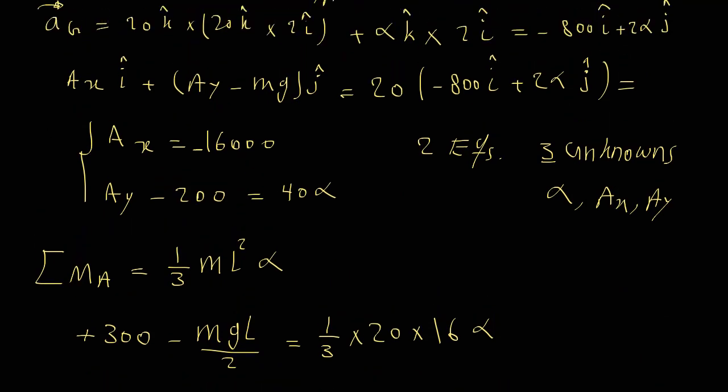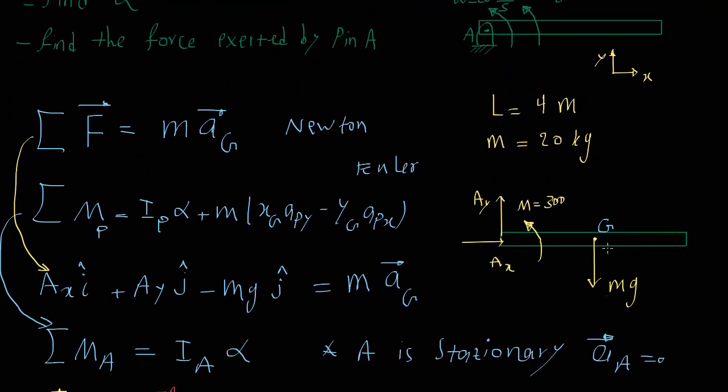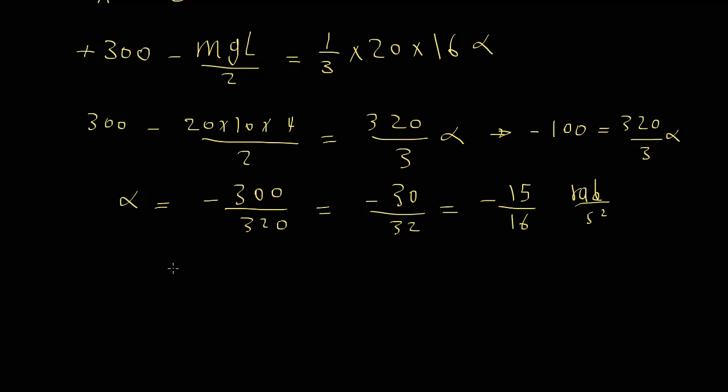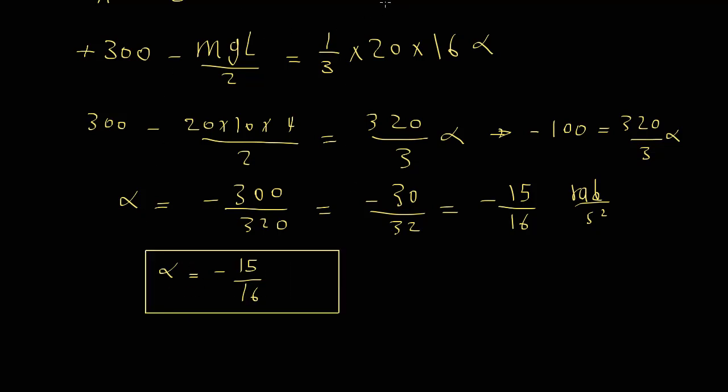And we got a negative value for alpha. That means that alpha should be in the clockwise direction. And that makes sense. We had this mg term that is trying to rotate this bar in this direction, and we had this external moment in the other direction. So the moment of mg is dominating, and that's why the angular acceleration would be in the clockwise direction. So that's for alpha. Alpha is equal to minus 15 over 16 radians per second squared.